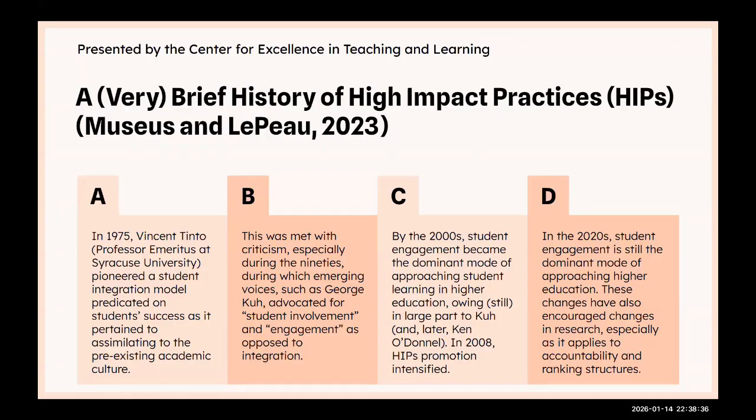Now, in thinking about education, in 1975, the prevailing thought, and this was supported and pioneered really by a professor named Vincent Tinto, was that students needed to assimilate to the college culture. There is a specific mold these students need to fit.